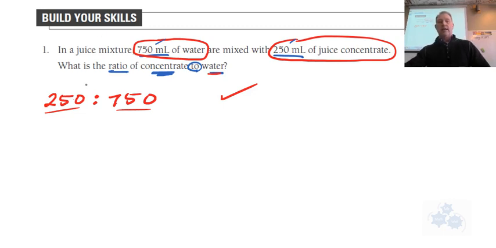Well, I'll show you a little hint here. If both of them end with a 0, you can always divide by 10, guys. So 250 divided by 10 is 25, and 750 divided by 10 is 75. Okay. Now, that's another way to reduce that ratio. Could we go any further?